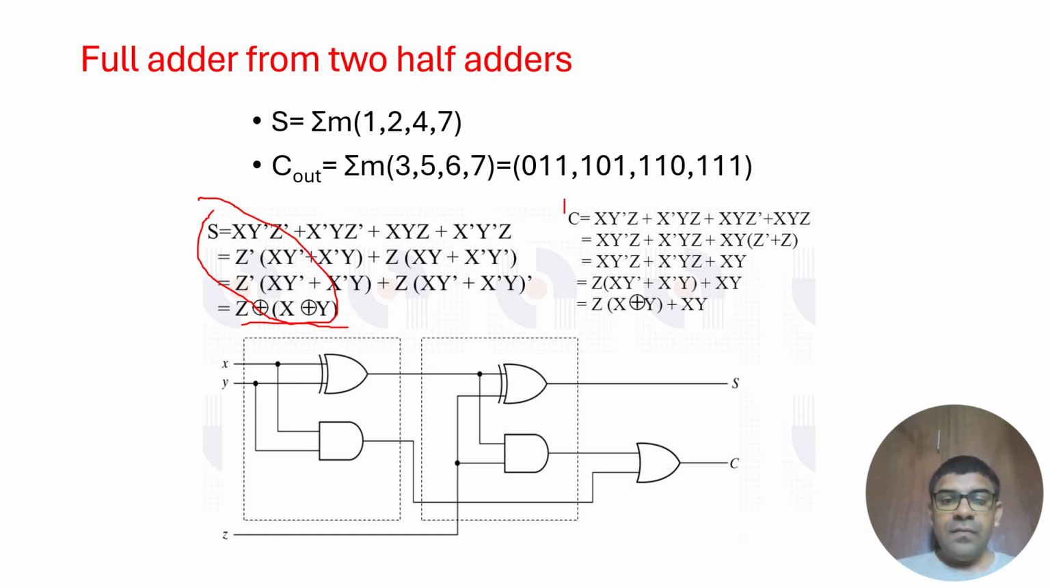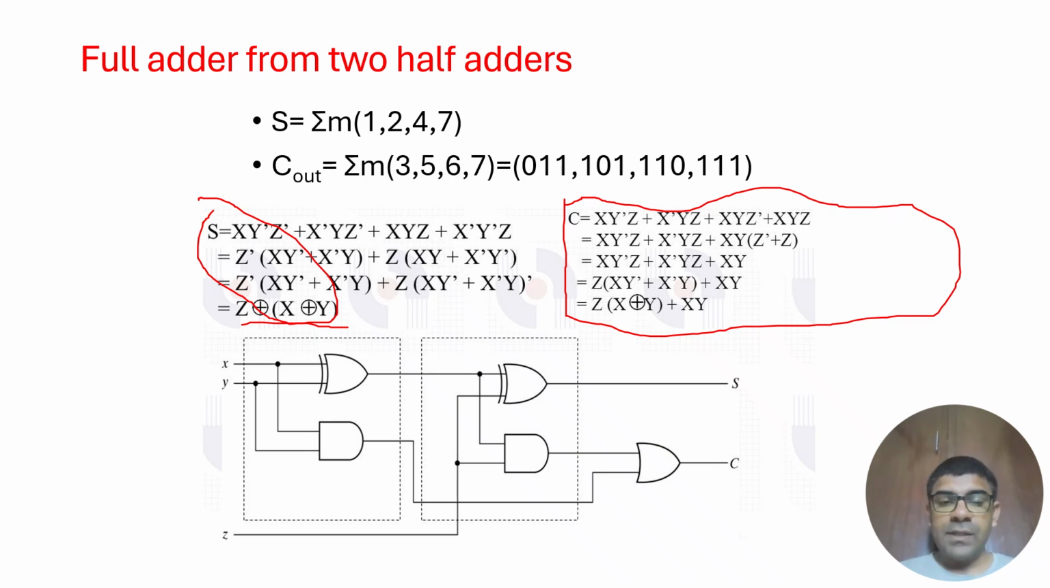Okay, then we should simplify the carry term, then only can we make a full adder circuit using two half adder circuits. So the carry value we know is x y bar z plus x bar y z plus x y z bar plus x y z. So simplify this term. While simplifying, we get the output xy plus z into x XOR y. So with the help of that, we are going to make a full adder circuit using two half adder circuits. As I said earlier, we should use two XOR gates, two AND gates and one OR gate.